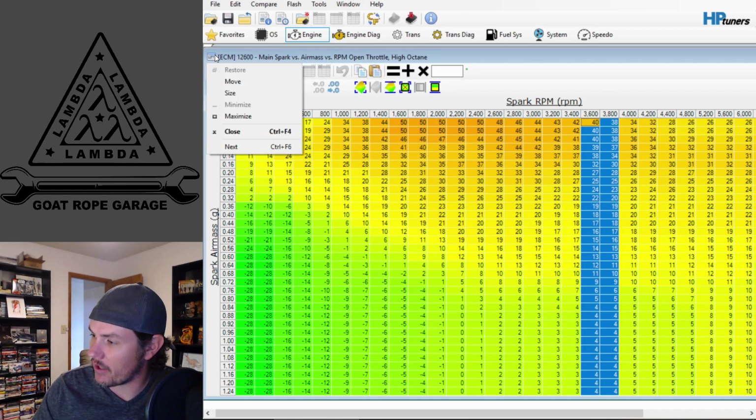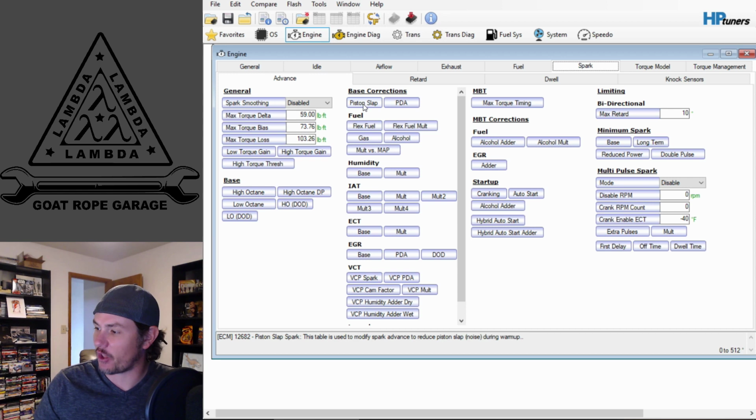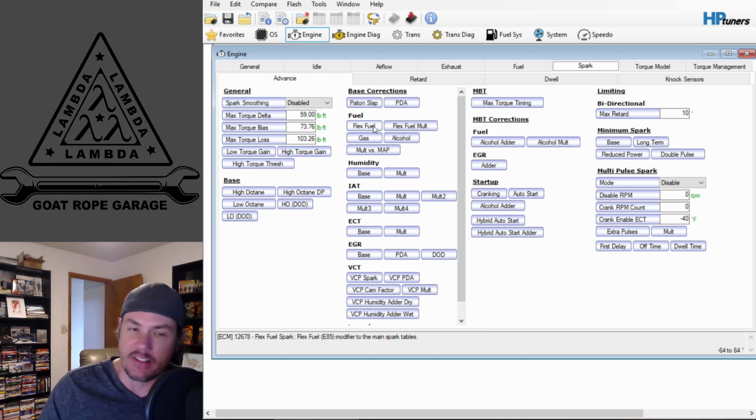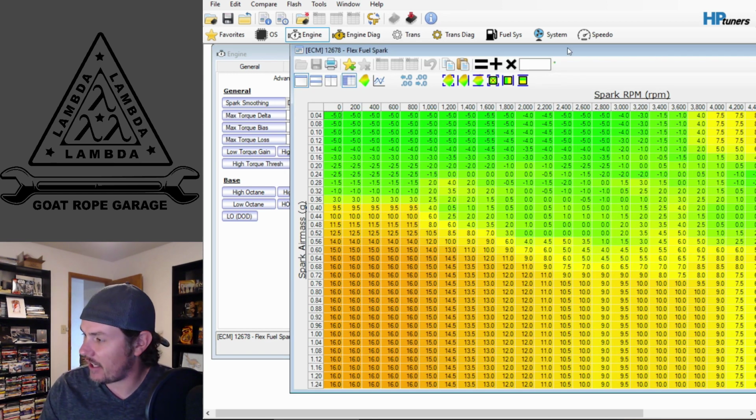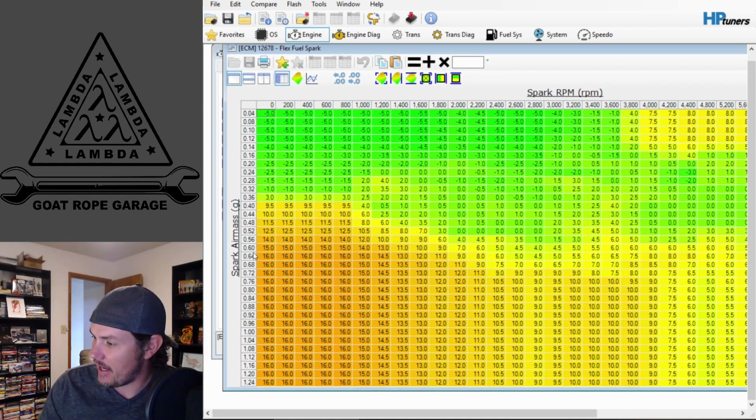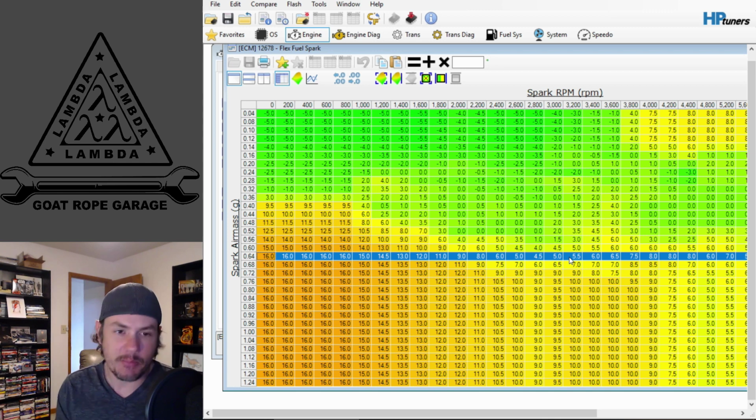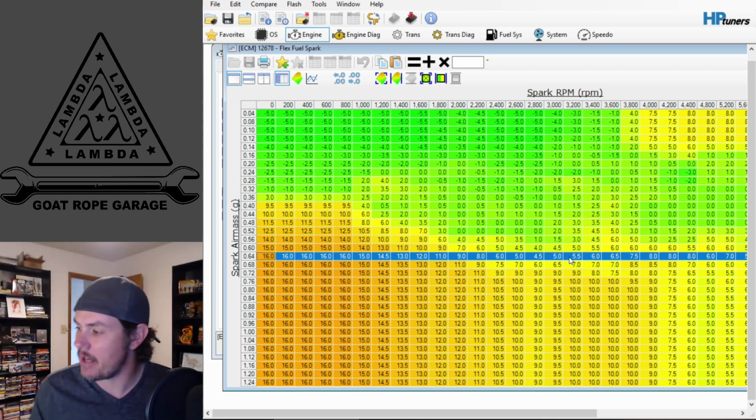So that's whenever we come over and start looking at some of the additives, the corrections. The big ones that we have is the flex fuel. This is a lot of positive timing on here, and if you were to see that in this row, in that RPM range, it could add up to 6 degrees of timing on top of the base map.